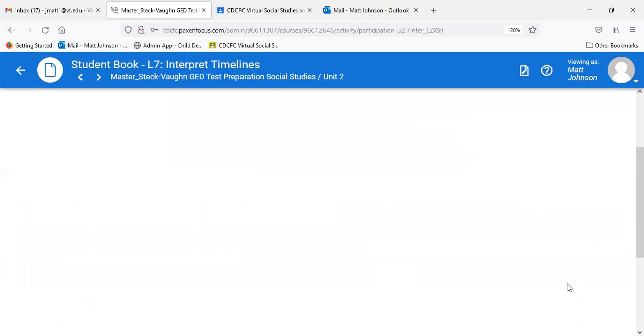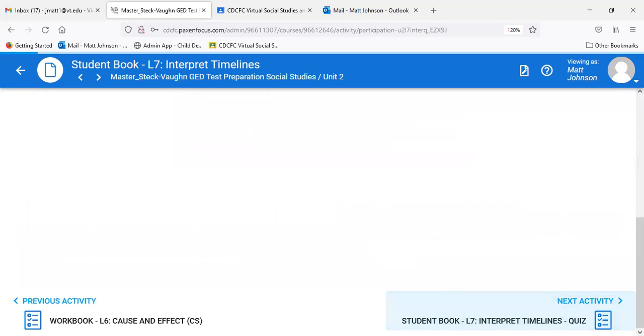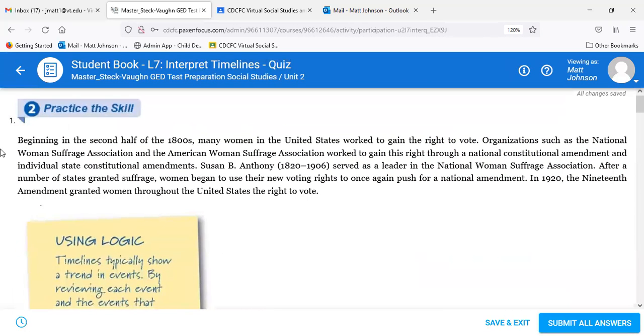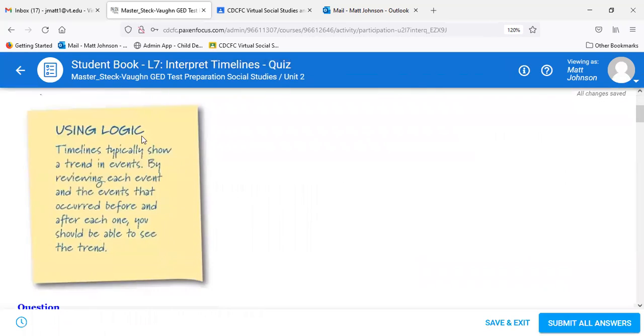Okay, let's move over to our quiz. Okay, so Lesson 7, Unit 2, our Interpret Timeline quiz. And here it says that timelines typically show a trend in events. By reviewing each event and the events that occurred before and after each one, you should be able to see the trend. And of course, they're usually going to be about a specific topic. You're not going to have all of history on a timeline, with all the relevant events. That would be way too muddled.